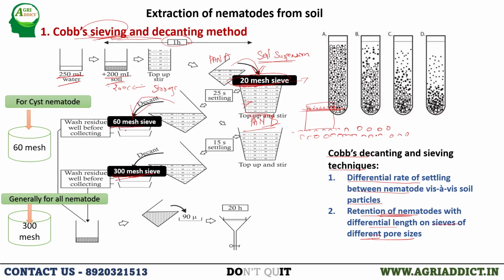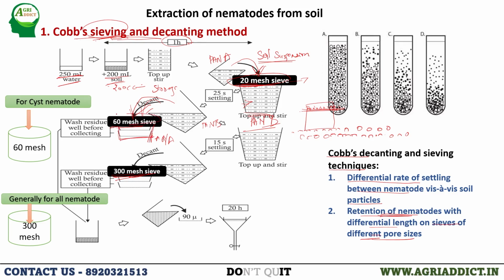This is entirely taken for the cyst nematode. The 60 mesh sieve is taken for the extraction of the cyst nematodes. After decanting the solution, the sample is collected in, consider this is pan A. Now it becomes pan A and this is pan B. From pan B, the solution has to be poured off into pan A. The filtrate will be collected in pan A.